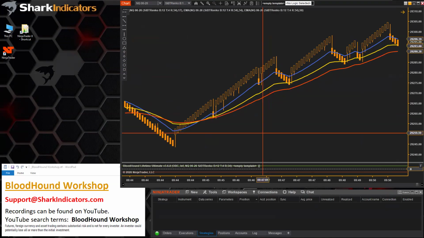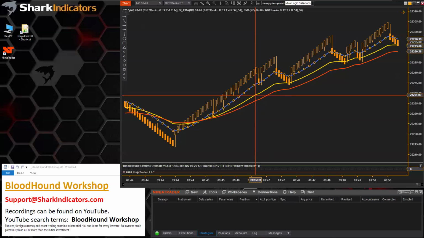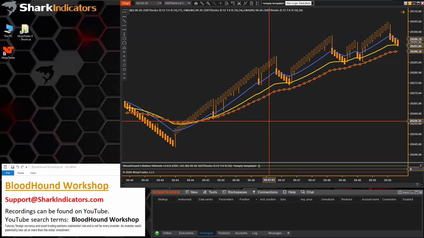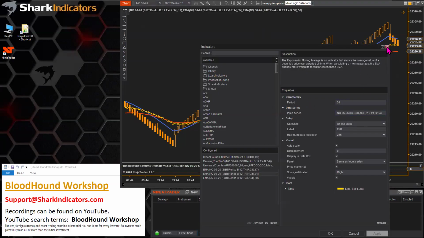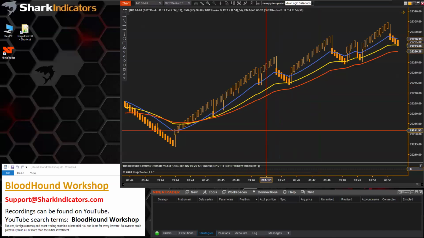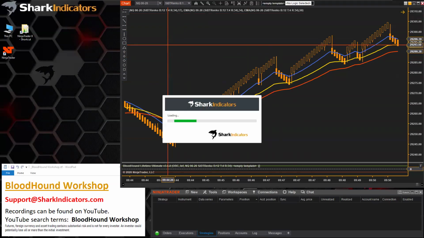All right, there you go. So now I have my chart all set up, similar to that screenshot. So we have the EMA 17, 34, and the 50. Let me just double check that. There we go. With that, let's get Bloodhound open and start building.